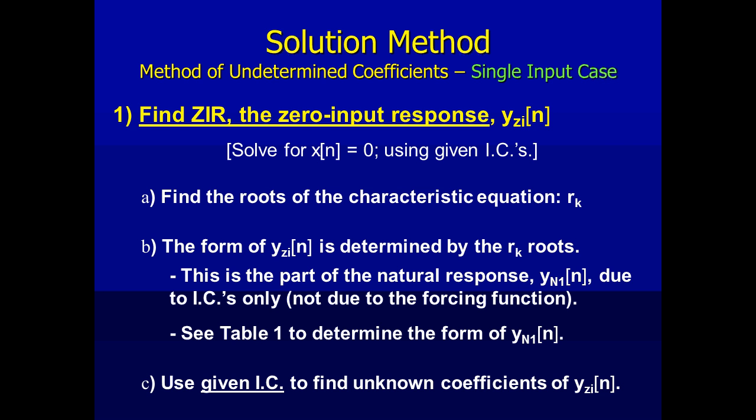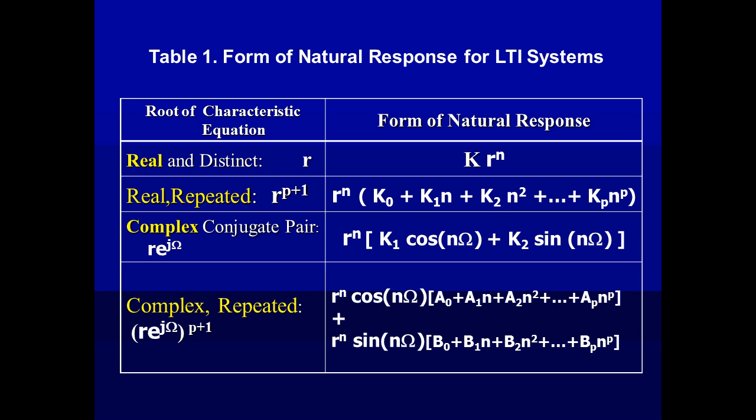Zero input response, let's use the same. And there's our table. So depending on whether this root is real, imaginary, or complex, will determine what mathematical form the zero input response takes. In our case, we've got a negative real root. So in this table, that says our zero input response, or anything that's a natural response, is going to be some unknown coefficient times the root itself raised to the n power.